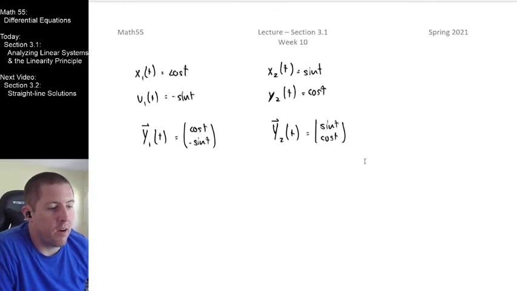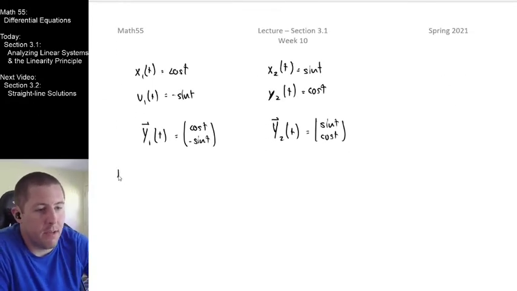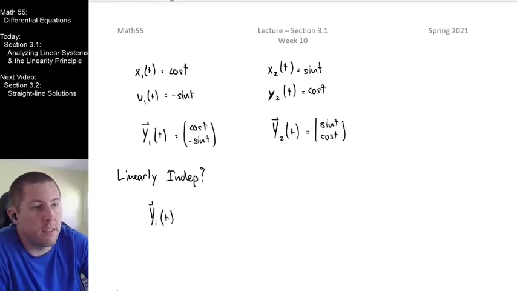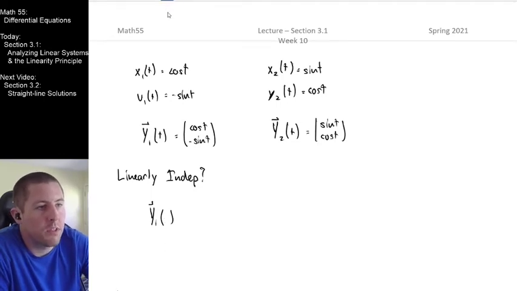Now, what I want to check out right here is I'm going to ask myself, are these linearly independent? Well, a really easy way to check this right here is to do not what I just wrote, but instead to say, well, what does it look like when you plug in 0?